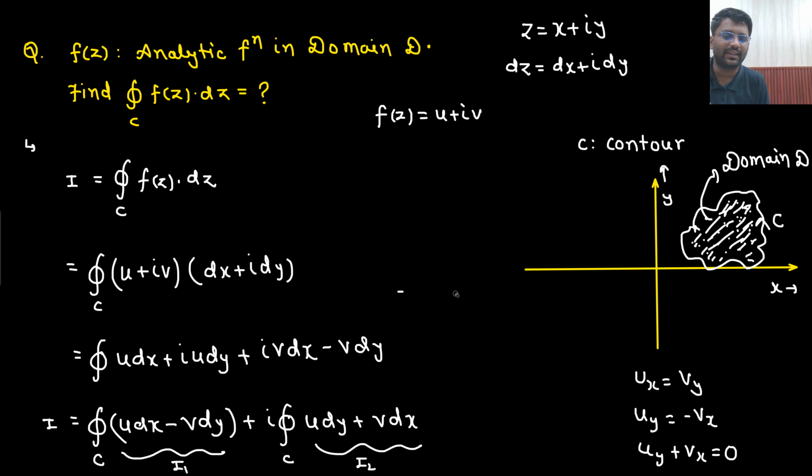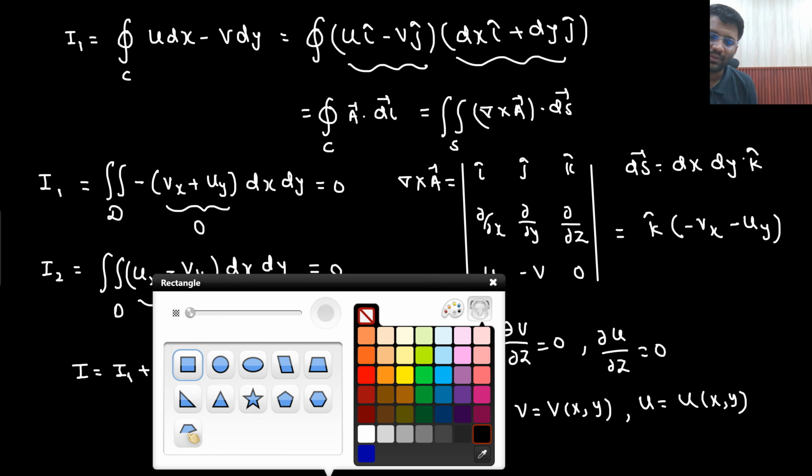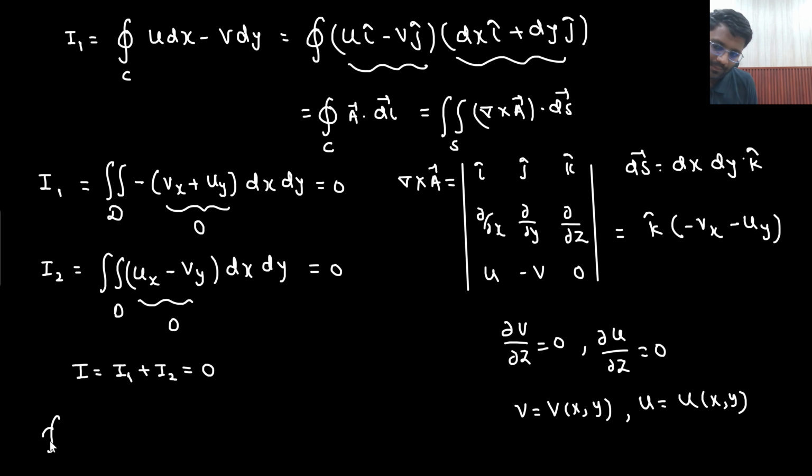Now you know that in the region the function is analytic. That means ux minus vy will be equal to 0. That means I2 is also coming out to be 0. So what is your integral I? Integral I was I1 plus I2 only, which is coming out to be 0. Or you can write down that my closed line integral of f(z) dz will come out to be 0 if f(z) is analytic in domain D.